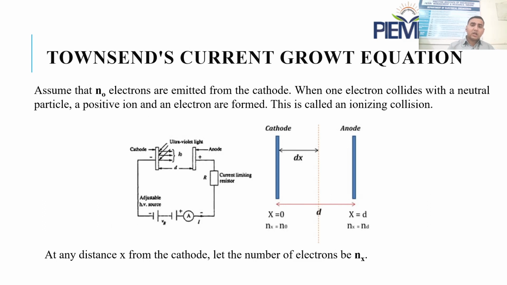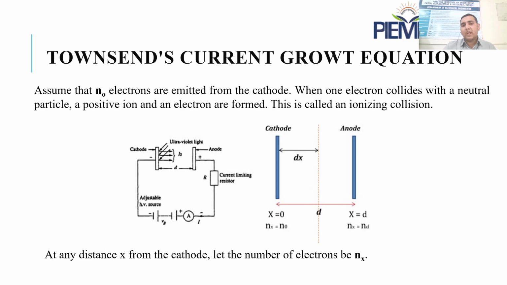All these methods, how much electron arc should be ejected by all the different methods, can be calculated by one of the methods called the Townsend current growth equation, where we assume there are n0 electrons emitted from the cathode. As we taught in the previous lecture on the ionization collision method, we consider that some electrons are ejected from the negative plate to the cathode plate.